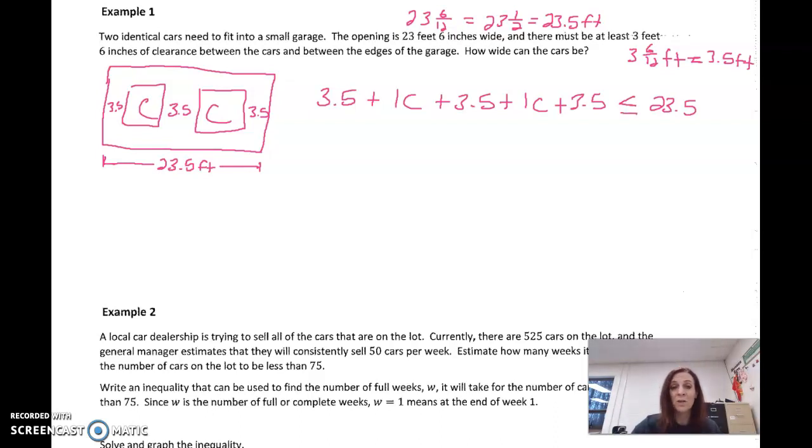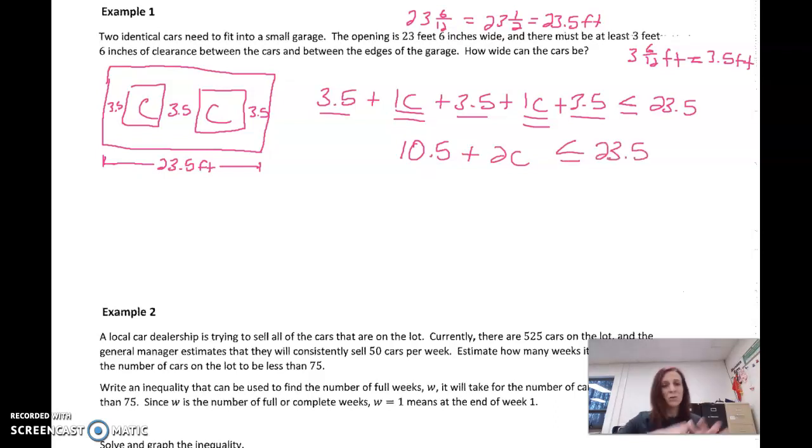Now if we gather up our like terms, 3.5 plus 3.5 plus 3.5 is 10.5. And then we have 1c and 1c, which is 2c. So we have 10.5 plus 2c is less than or equal to 23.5. Don't stress too much about that. This one is a little different than the ones we've been working on, but hopefully you can see where I'm getting the numbers from. Now let's solve this. What are we solving for? We're solving for the only thing we don't know, c. It's a value, we just don't know what it is.